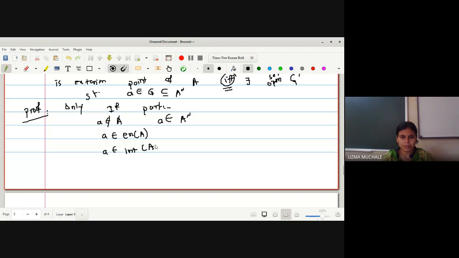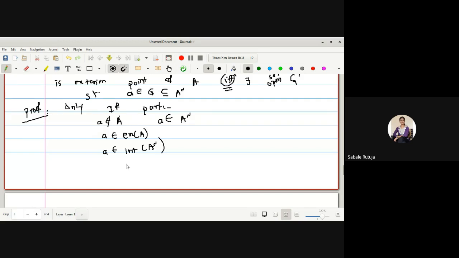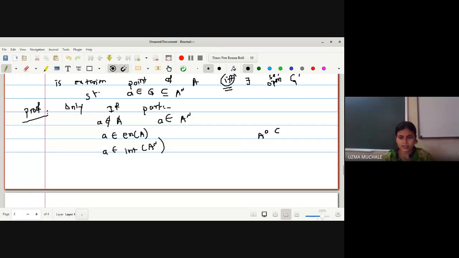Interior of A complement is an open set in A complement by the definition of interior, right. The interior is always contained in A. This is always a true statement. I can say here A interior is contained in A. In the very similar way, we can say interior of A complement is contained in the A complement. Instead of A, we write the same statement for A complement. Its interior is contained in A complement. Am I right?